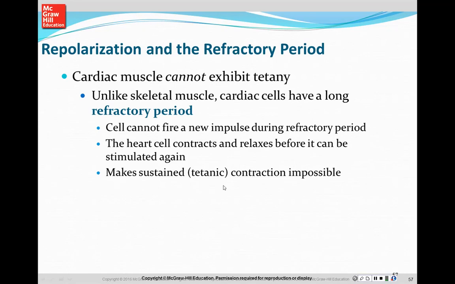Our heart wouldn't last as long as we'd want it to, but really, remember I said the plateau phase contributes to this refractory period. The heart can contract and relax, and when it relaxes, it gives the heart time to fill properly, which is really important.